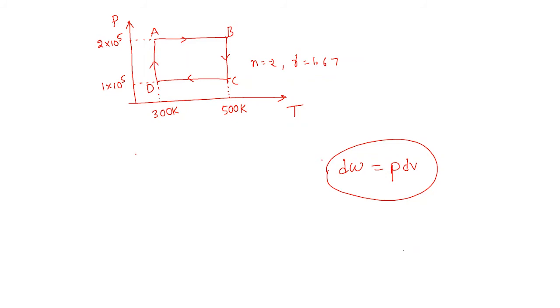So work done is equal to P into dV. Basically, dV is zero in isochoric process. That's why work done is zero. That's why there is no formula. Okay. Next question. Second question.